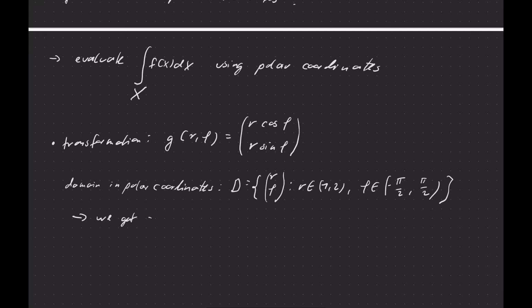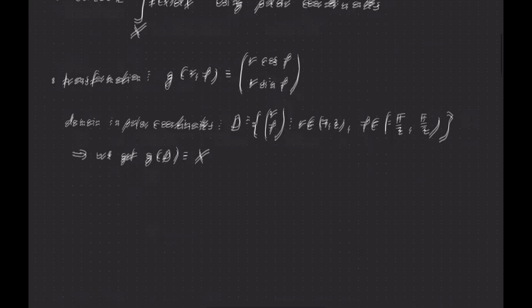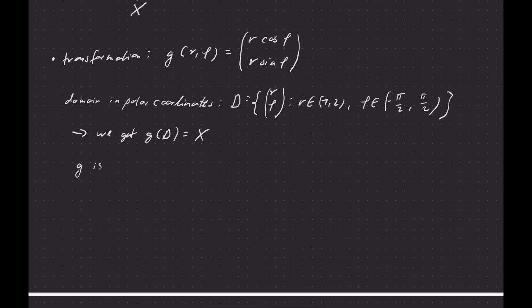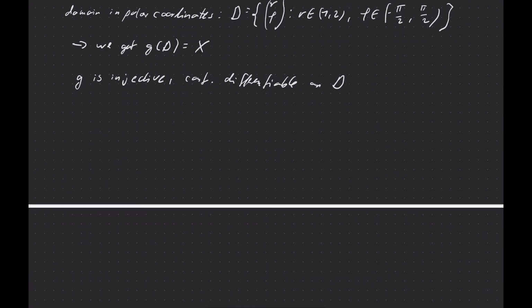And using that we get G of D is equal to X. And of course this transformation function G is injective on D, and it's also continuously differentiable. And furthermore, we also need the actual differential. So let's determine the Jacobi matrix of G and the determinant of that matrix.